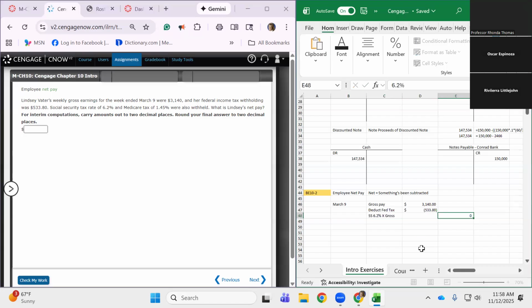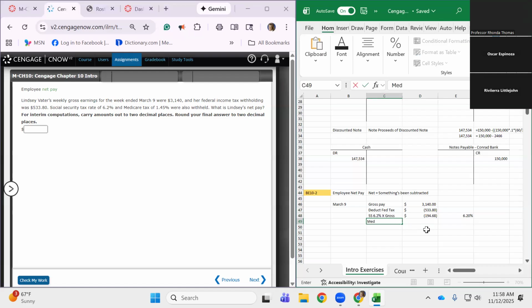6.2%. All right, so I'm going to put that beside it, turn it into a percentage, and then increase the decimal. The amount that's going to be subtracted is a negative. We're going to take our gross pay times 6.2%, and that is how much is going to be deducted from an employee's check and sent on when the time is right.